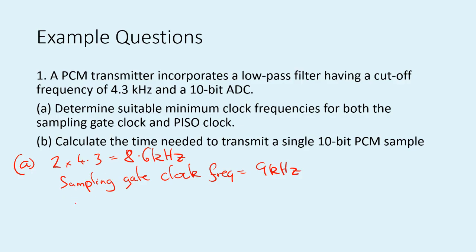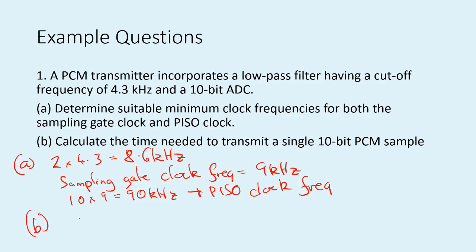For the PISO clock, we've got to multiply it by the number of bits. So we do 10 lots of 9, which is 90 kilohertz. And this is, let's say this is the PISO clock frequency. Ideally, you're a little bit higher than this, just to be on the safe side, with tolerances of different components and things like that, adding a bit of leeway. So I would say at least 10% over, just to be on the safe side. But let's just say it's 90 for now.